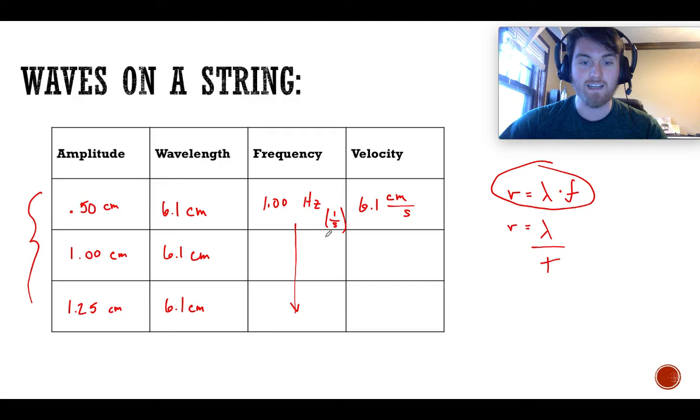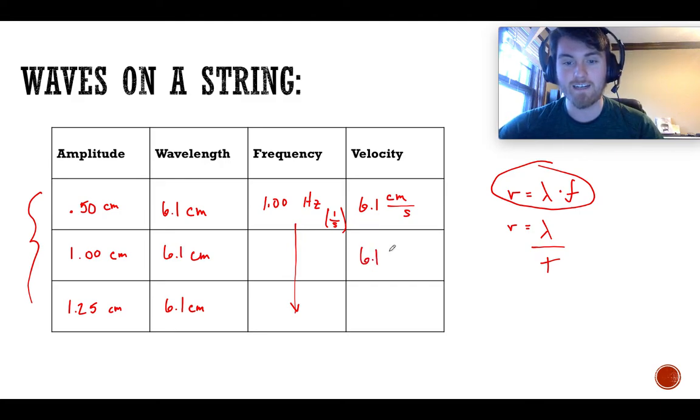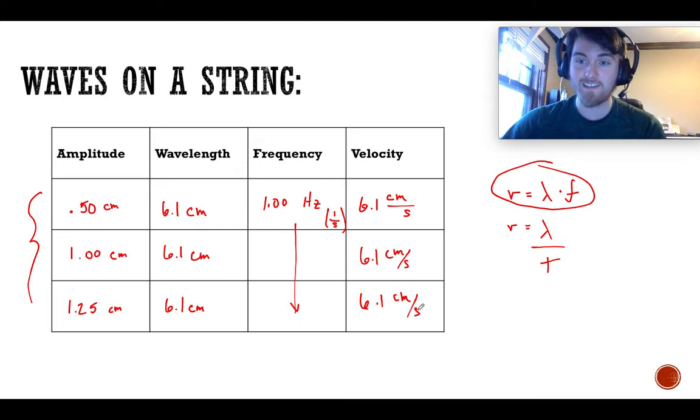So every single time, it's going to be the wavelength times the frequency, and every single time, I am going to get 6.1 centimeters per second. The idea here is that the velocity of this wave, even though I changed my amplitude, did not change.